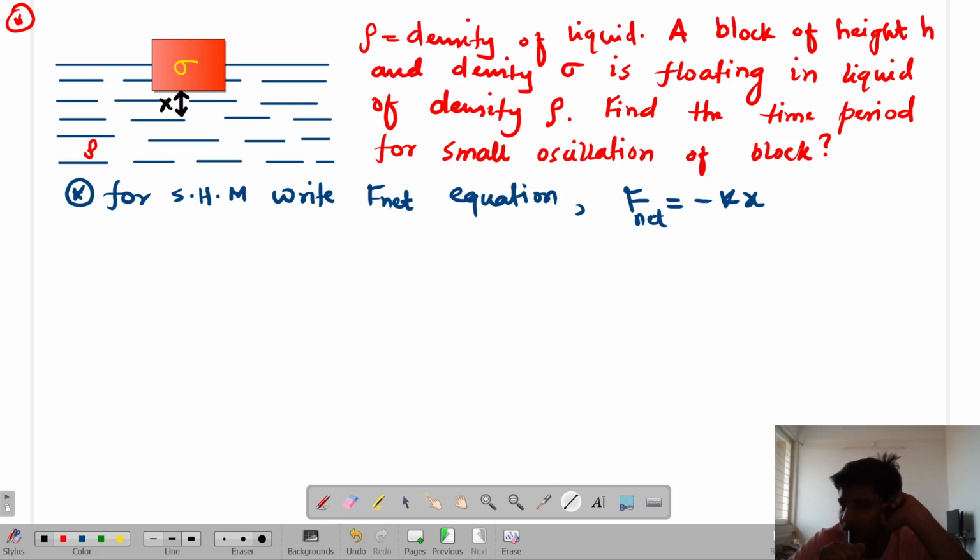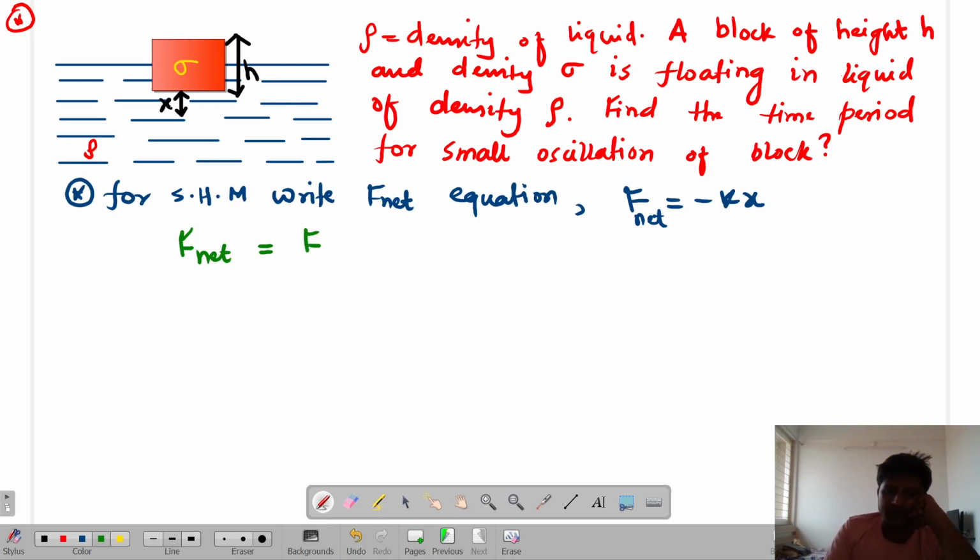One minute. Let me think. Let us not consider the whole height. Let us consider that the immersed height is h. But immersed height will not give you the answer. Okay, let us consider the whole height to be h. No problem. That is not required. So if I write the F net equation, what is that going to be?